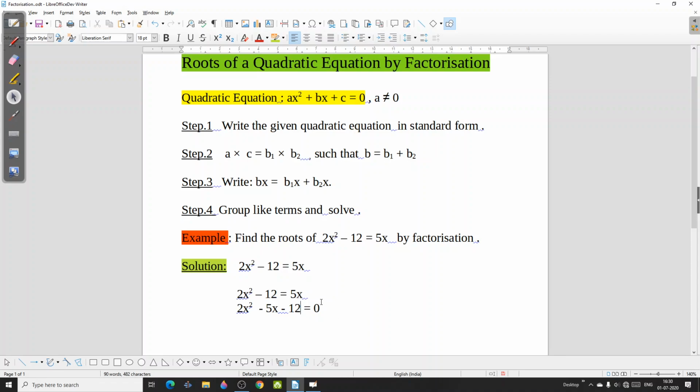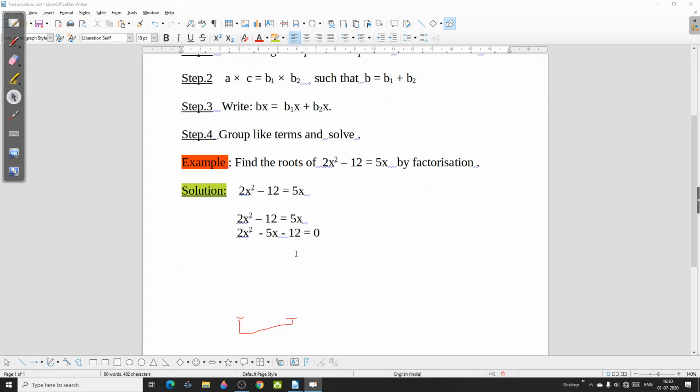Next we'll multiply the coefficient of x square and the constant. The coefficient of x square here is 2. The constant is minus 12. Multiplying 2 and minus 12, we get minus 24. This is rough work you can carry out. It will not be a part of your solution; you have to do it in rough only.